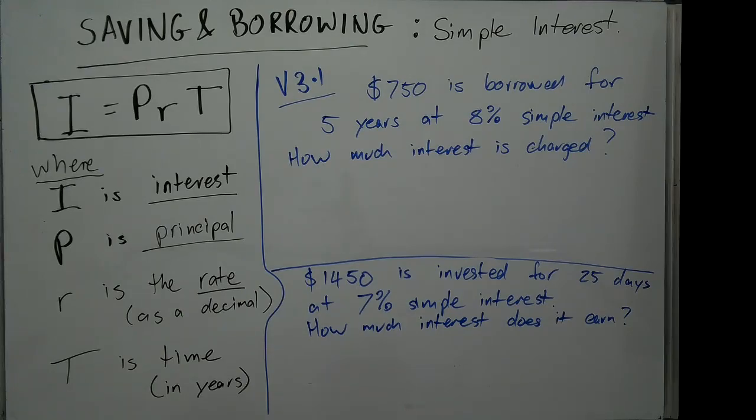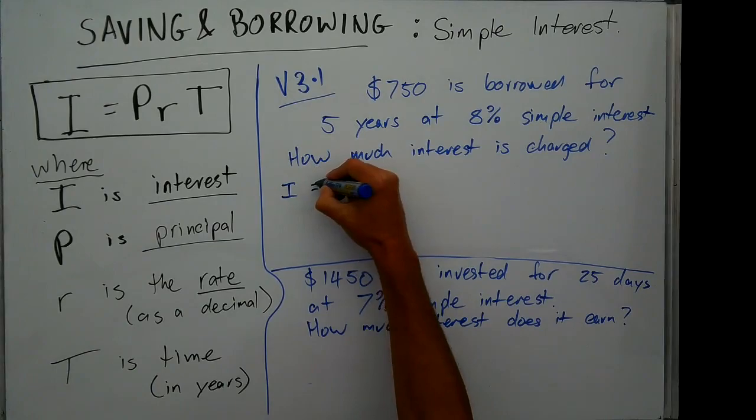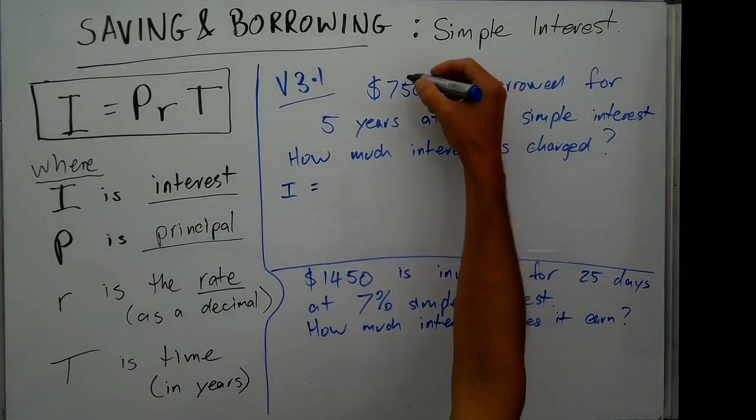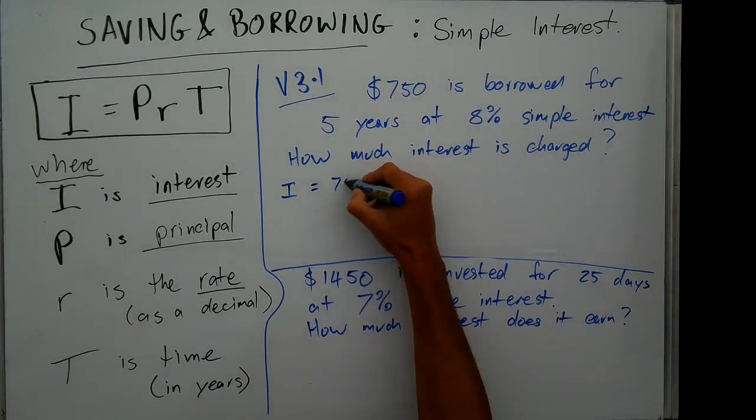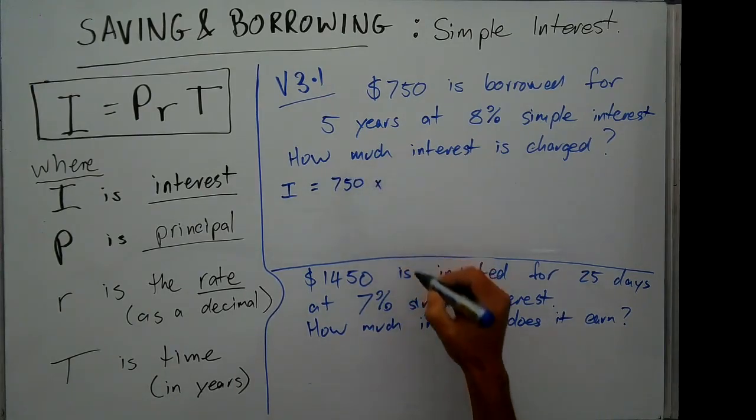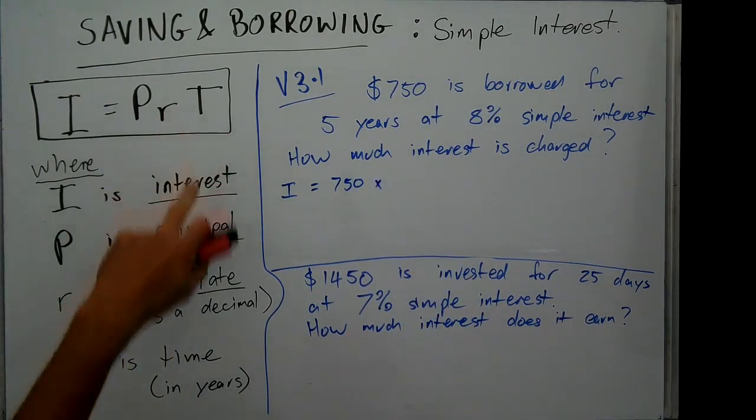Okay, so I think the best way to start here is just to jump into a couple of examples, just to see how this formula is used. Okay, so the first one, $750 is borrowed for 5 years at 8% simple interest. How much interest is charged? Okay, so the interest equals, so this is the principal, 750, multiplied by the rate as a decimal.